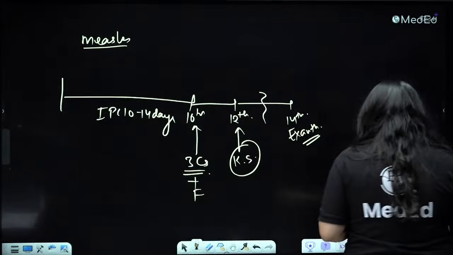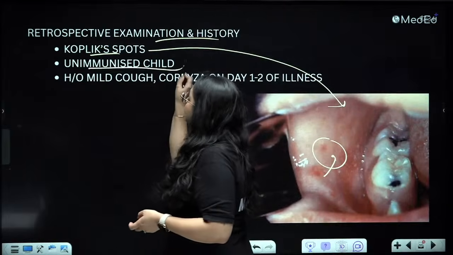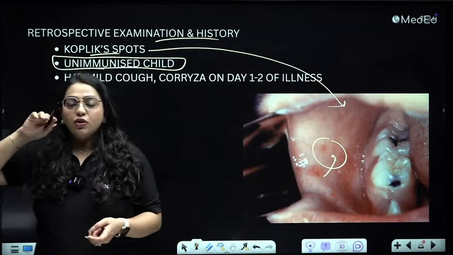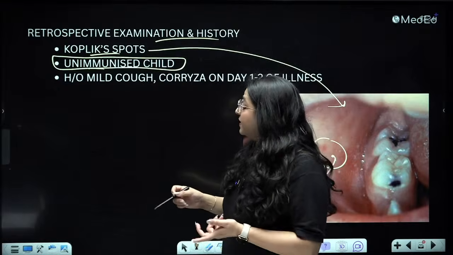So never miss out on an examination of the buccal mucosa. Unimmunized child: when we elicited the history, we got to know that the immunization was incomplete because the parents had denied the immunization.